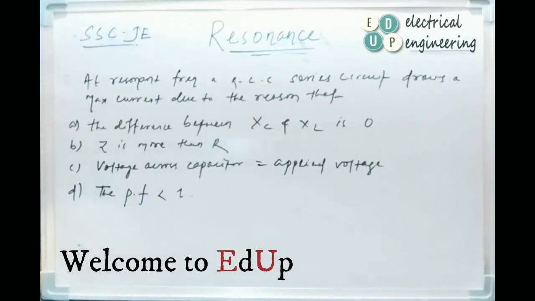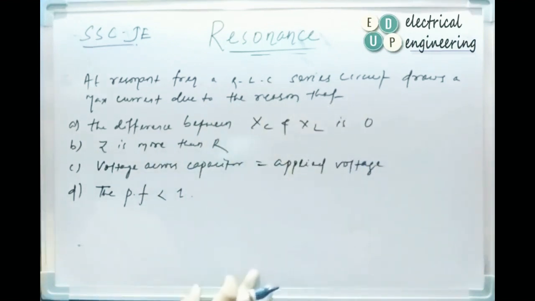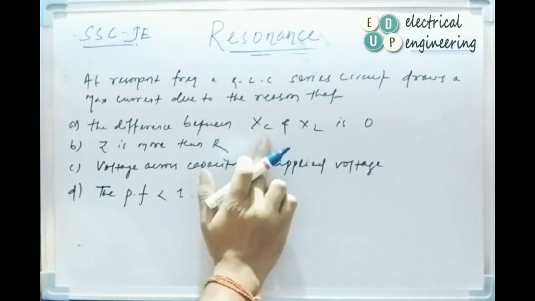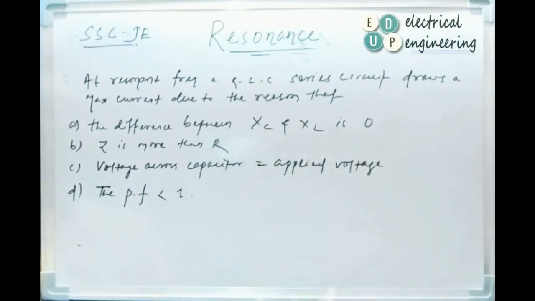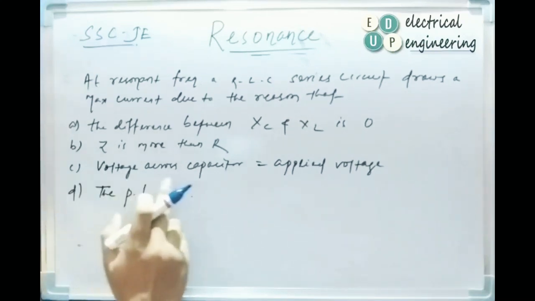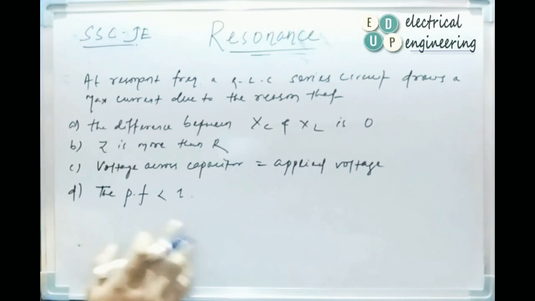Here is the first question. At resonant frequency, an RLC series circuit draws a maximum current due to the reason that: A. The difference between capacitive reactance and inductive reactance is 0. B. Impedance is more than resistance. C. Voltage across capacitor is equal to applied voltage, and the power factor is less than 1.